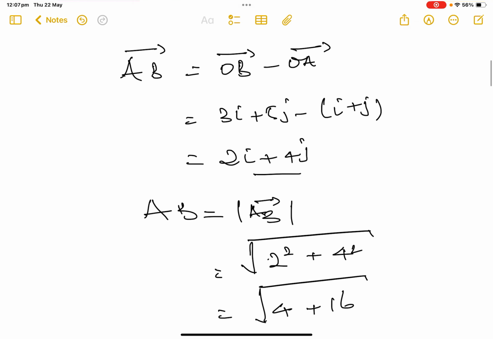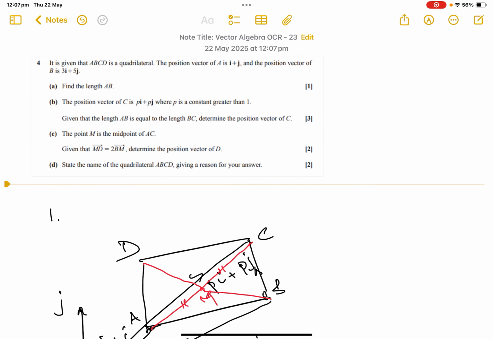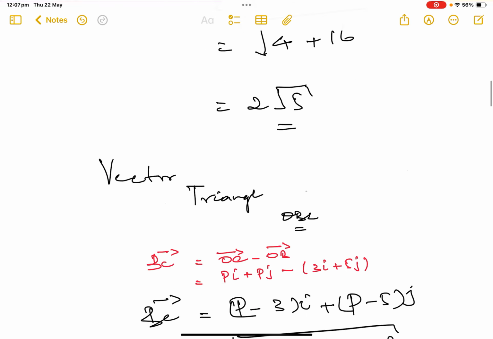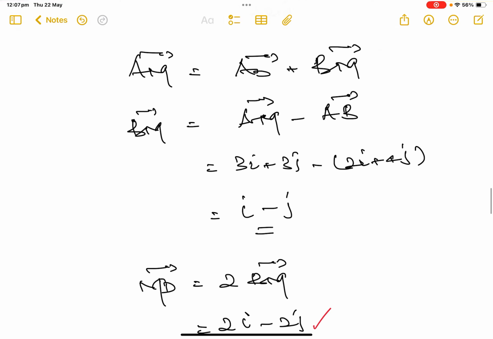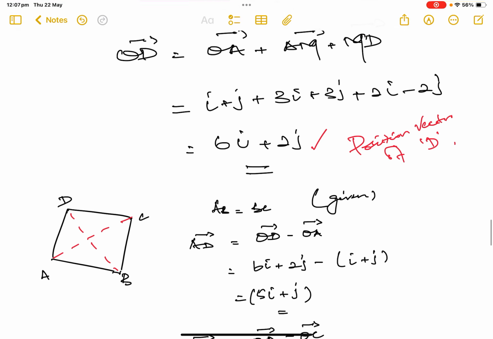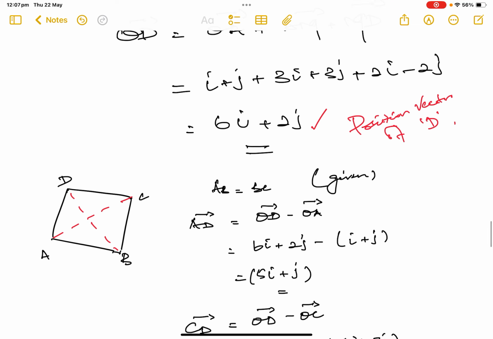Next one. State the name of the quadrilateral ABCD, giving a reason for your answer. So you need to see what that quadrilateral can be. I'll draw ABCD again. AB equals BC, which we were given in the first part.